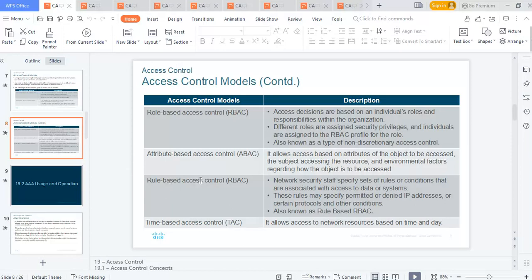Now, rule-based. Network security style specifies a set of rules. So it can be anything, right?